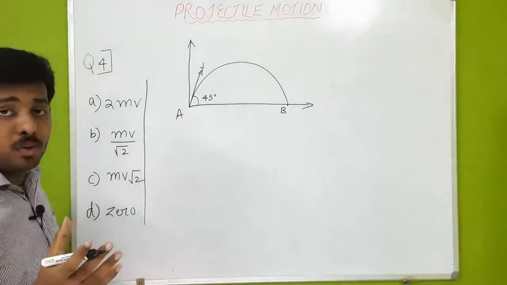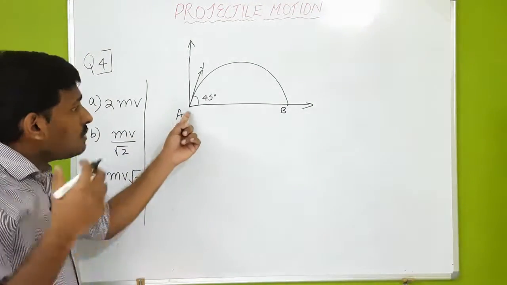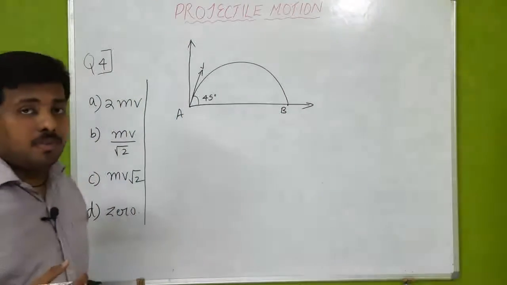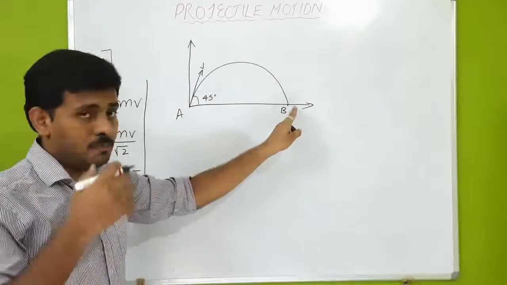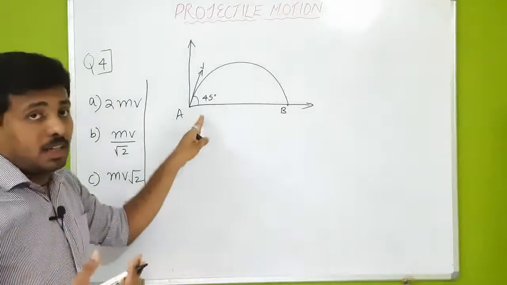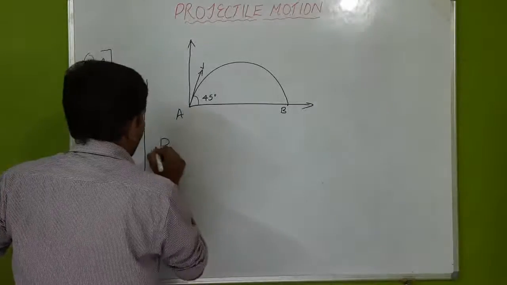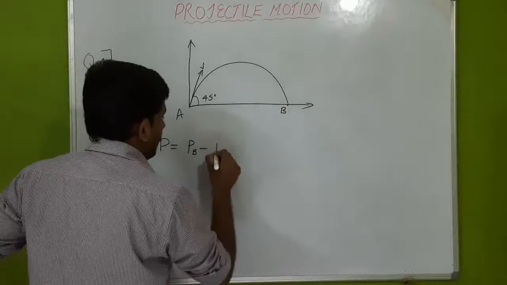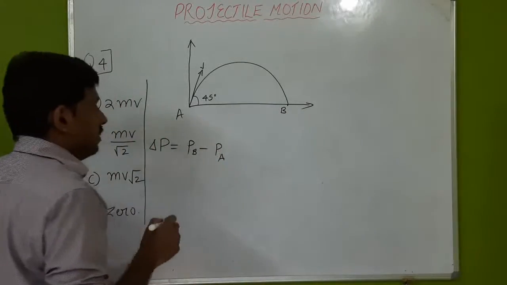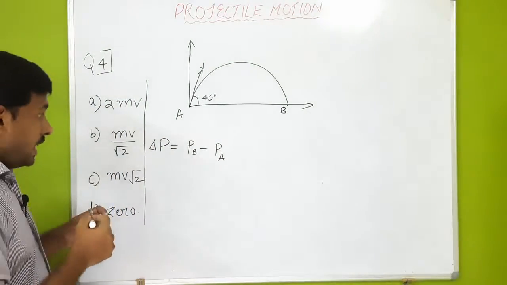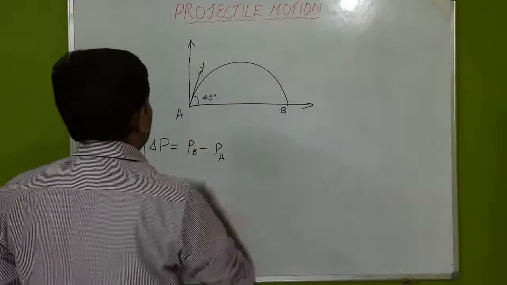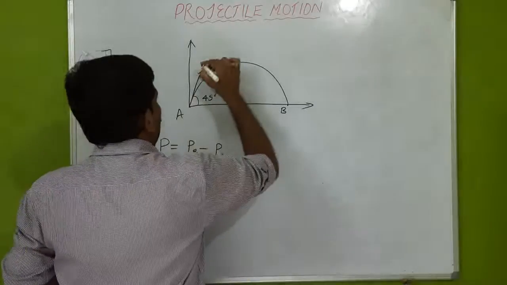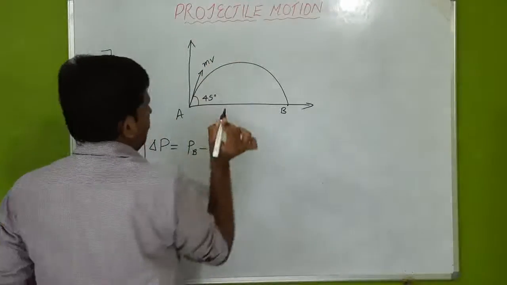So what we have to find is the change in momentum of the particle at B and A. That is momentum of the particle at B minus momentum of the particle at A. That is, we have to find delta P, equal to PB, the momentum at B, minus the momentum at A. So what is the momentum at A? We have a momentum here, its velocity is v and the mass of the particle is m. Therefore, its momentum will be mv.